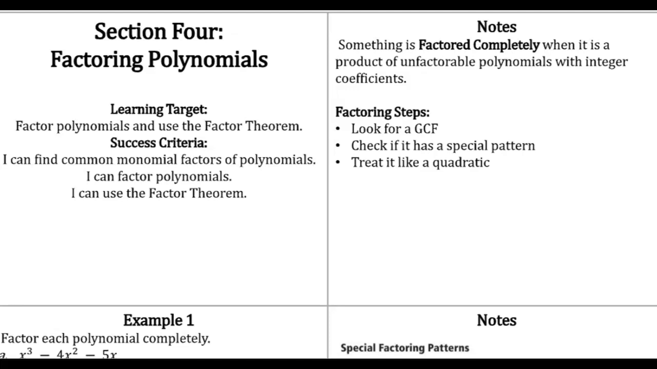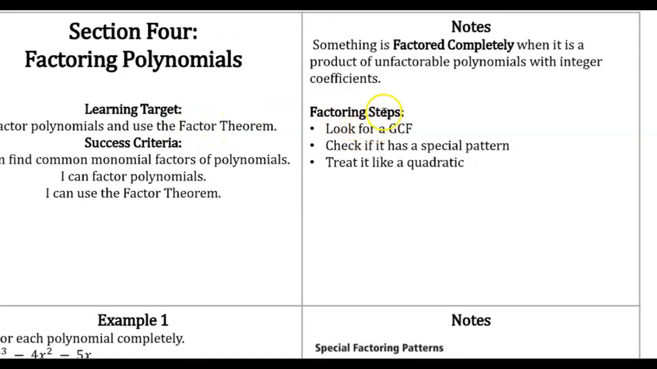These are the notes over section 4, which is factoring polynomials for Algebra 2. So I think these steps right here are very helpful to just kind of focus on. So always start with looking for a GCF. Is there a greatest common factor you can factor out? Begin there. Then look and determine, okay, is there a special pattern? Is it a trinomial? Or are there 4 terms?